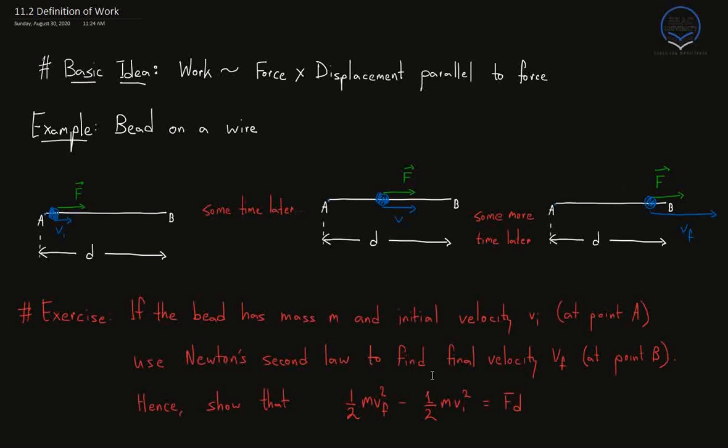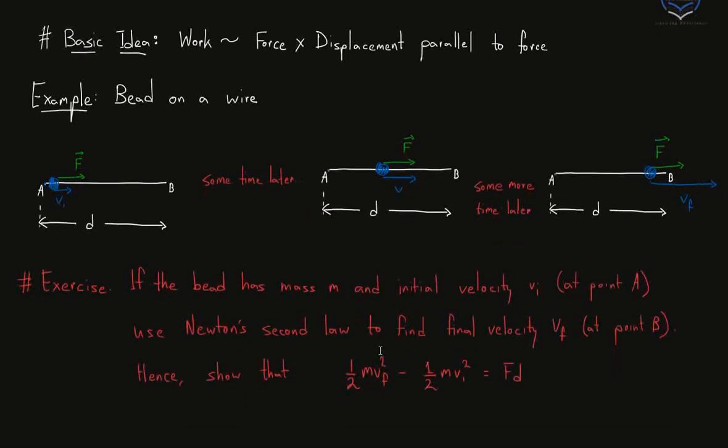Now you can show using Newton's second law that the final velocity is given by some vf. Well, if the final velocity is given by vf, you can show that half m vf squared minus half m vi squared equals Fd, which you can think of as the change in kinetic energy, and we argued that this is the work done by the force F. So this starts to give you some impression that the change in kinetic energy is somehow related to the work done, right?